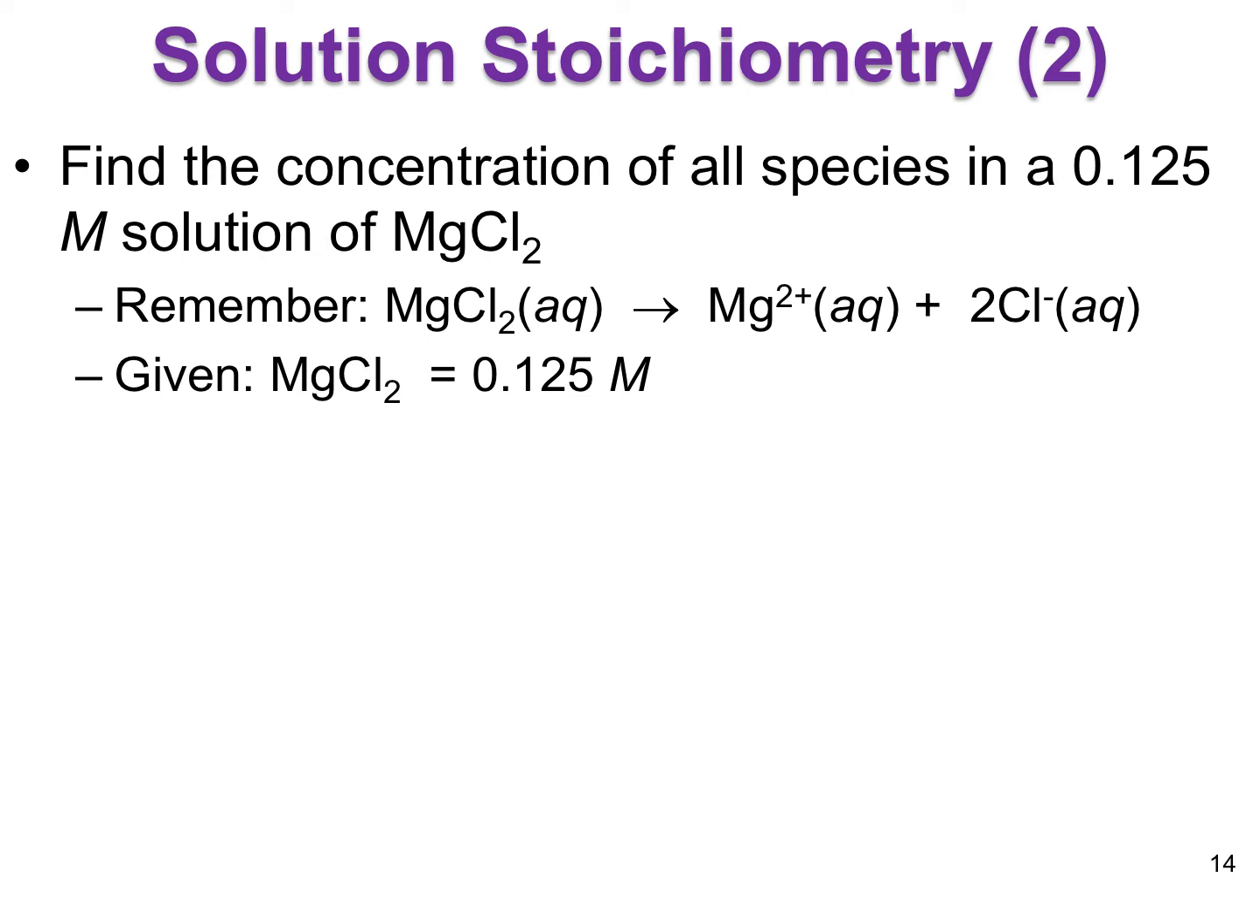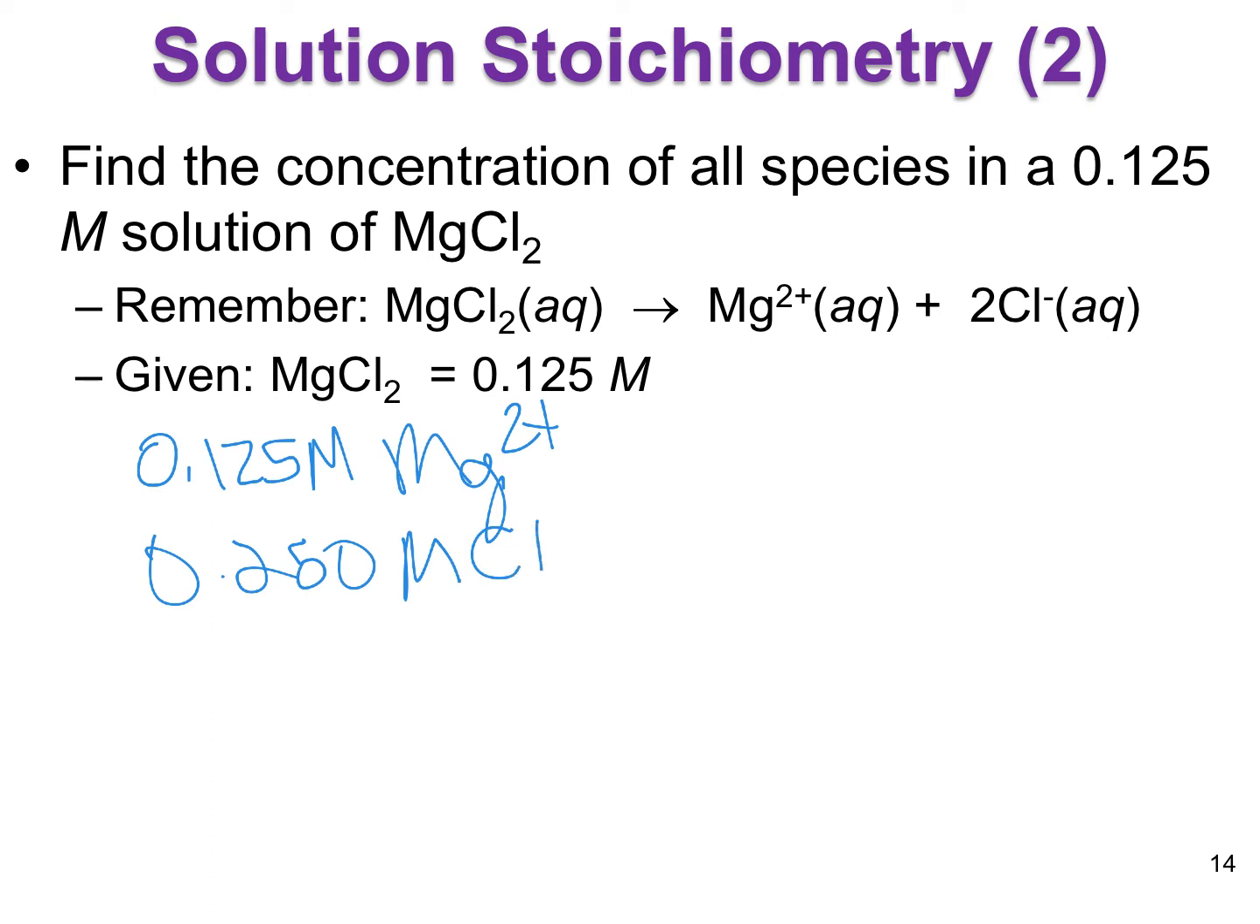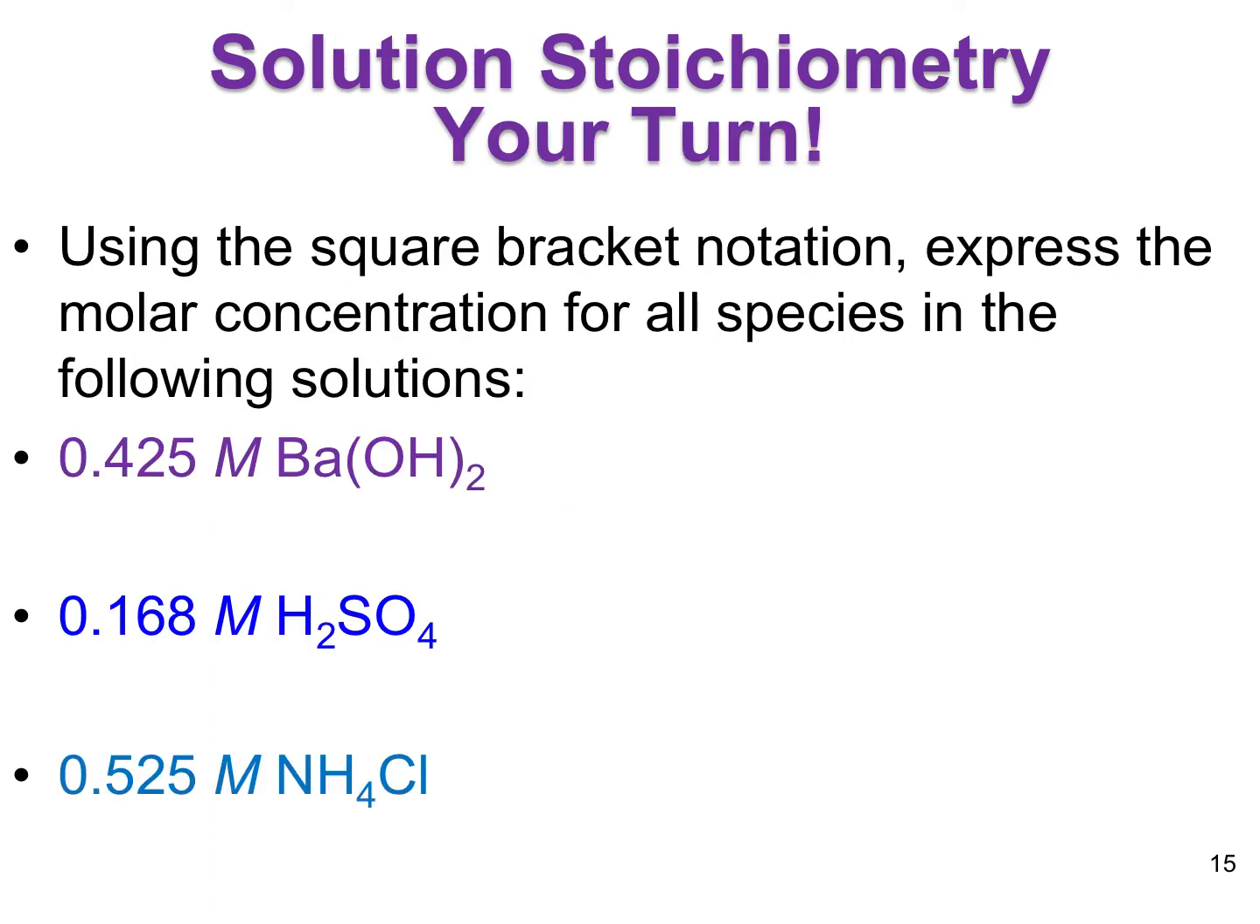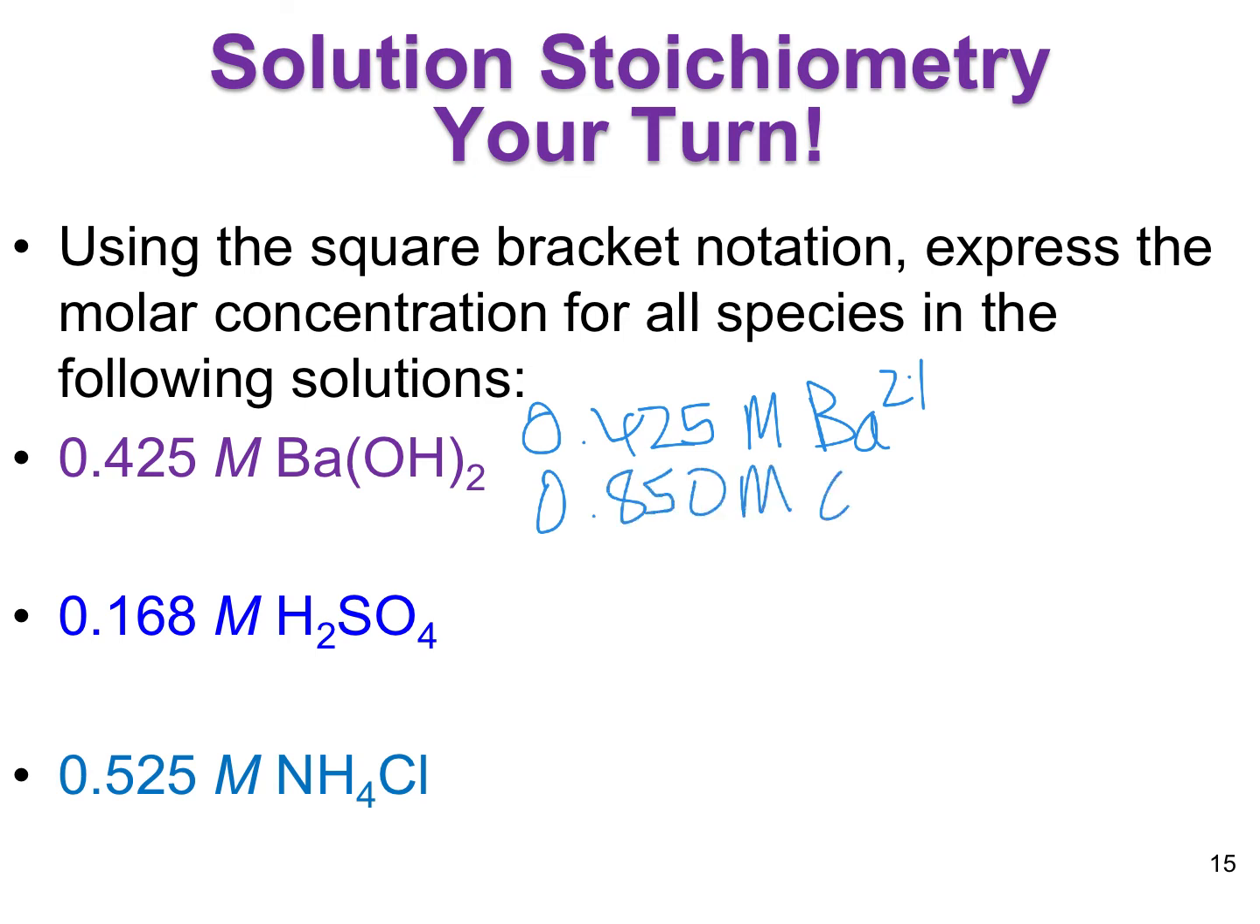A 0.125 molar solution of magnesium chloride dissociates into 0.125 molar magnesium cations and 0.250 molar chloride anions. 0.25 molar barium hydroxide dissociates into 0.425 molar barium cations and 0.850 molar hydroxide anions, with a total of 1.275 molar ions.